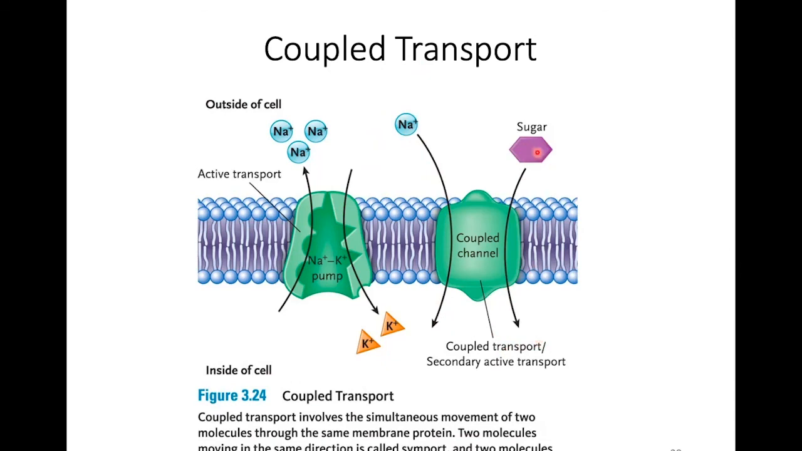As well, amino acids can also be transported into the cell through this mechanism. So in this case here, when you have 2 molecules that are moving in the same direction, that's known as symport. But when you have molecules moving in opposite directions, such as the sodium-potassium pump, that's known as antiport.